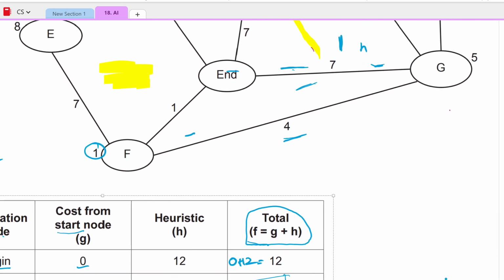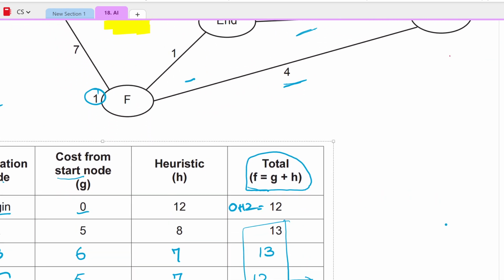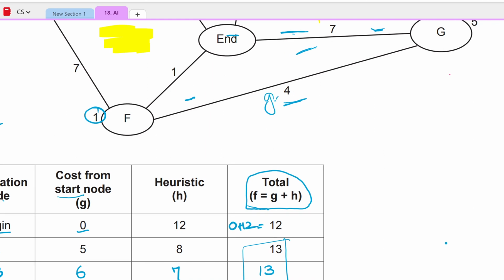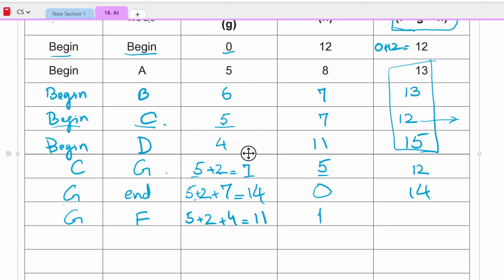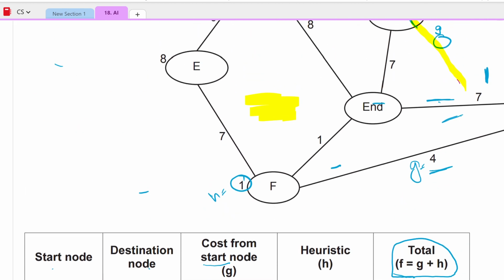So we were going from G to F. The G value is 4 and the heuristic value is 1. Now in this 4 we are going to add all the previous G's as well. So 5 plus 2 plus 4 is 11 and the heuristic value is 1. So 11 plus 1 gives us 12. Now from G we have two paths, to end and to F, but you can see we have the lesser value 12. So we are going to follow G to F.